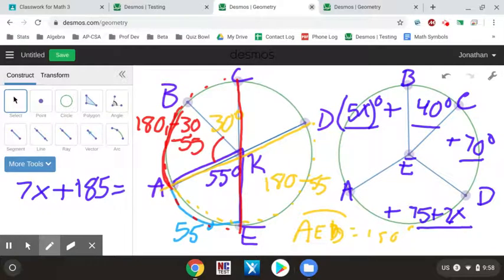So if all else fails, if you can't find any semicircles or arcs that you know, you can always say the whole circle adds to 360, so 7x plus 185 is 360. At that point, you could subtract 185, divide by 7, and you'll have your final answer on that one.